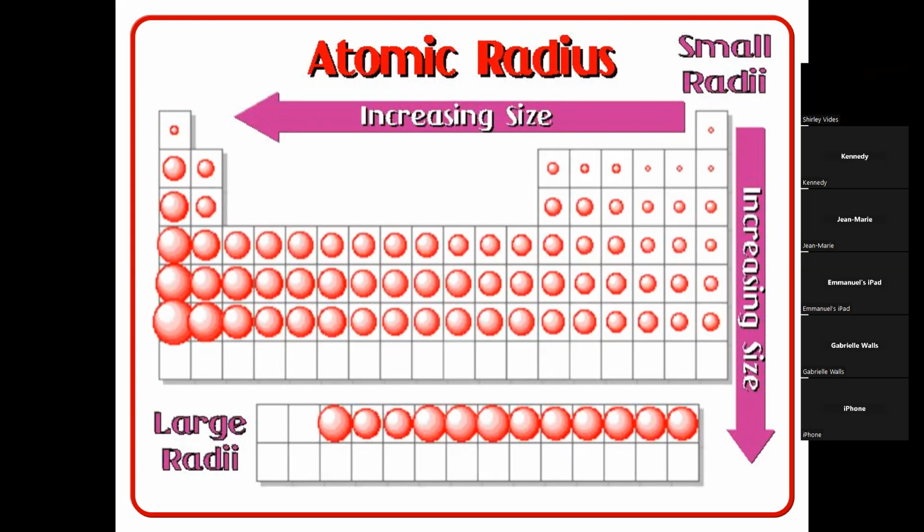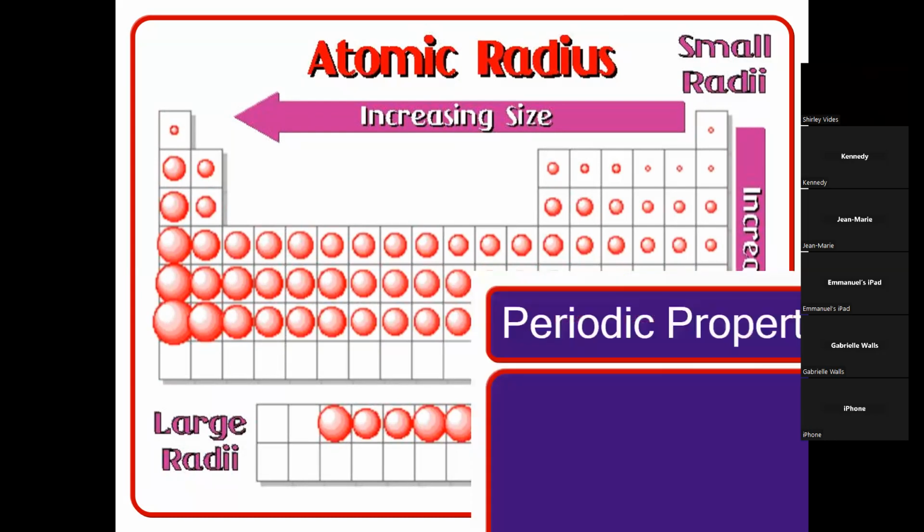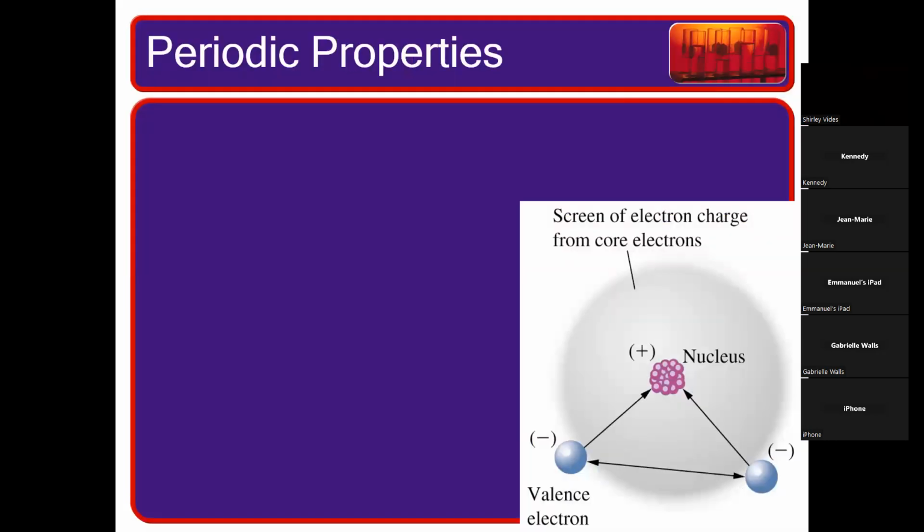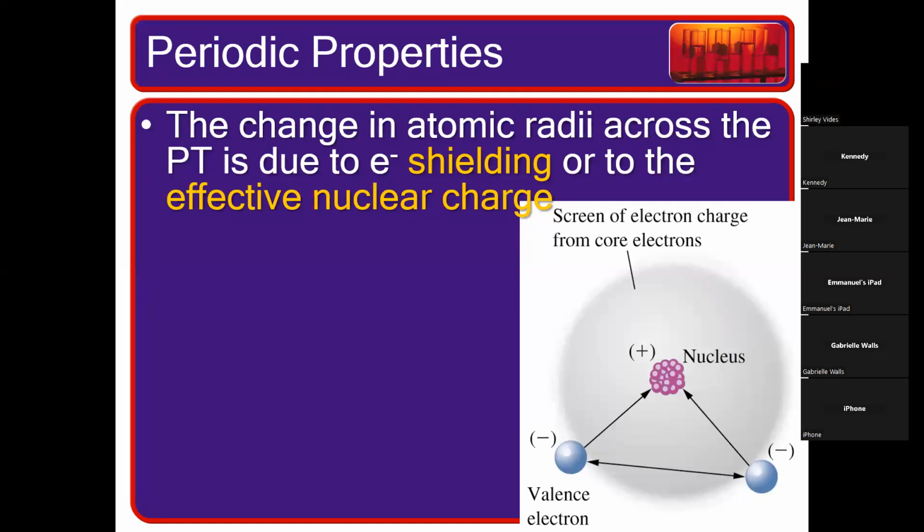And they increase in size going down. That makes sense because remember we talked about each period increases one level of electrons. So it's like an onion. You're adding one more layer to it, so the onion gets bigger. That's known as electron shielding.